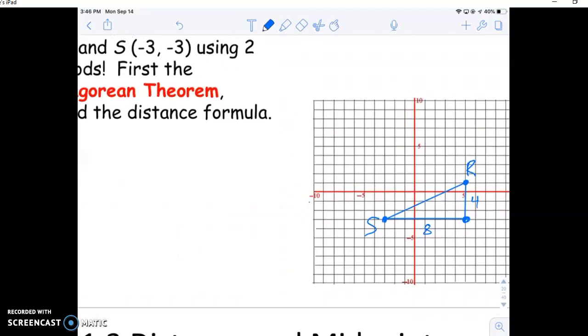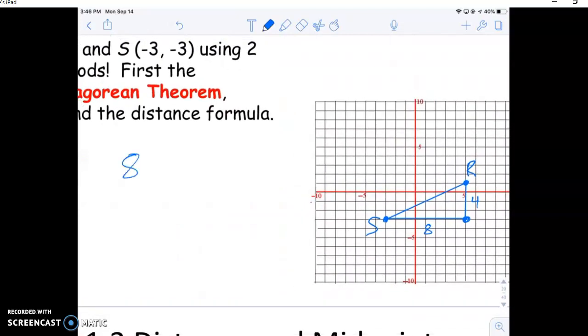So using Pythagorean's theorem, we could go 8 squared plus 4 squared equals C squared. C in this case is that distance right there. So 8 squared is 64, 4 squared is 16. We get an answer of 64 plus 16 would give us 80.